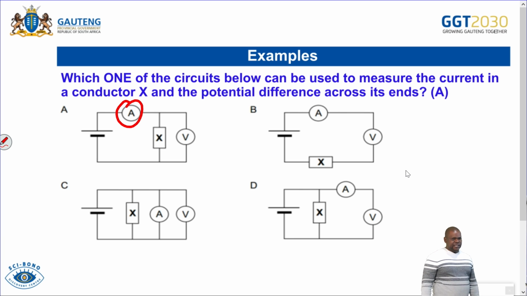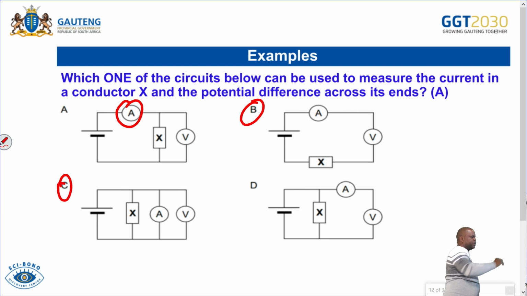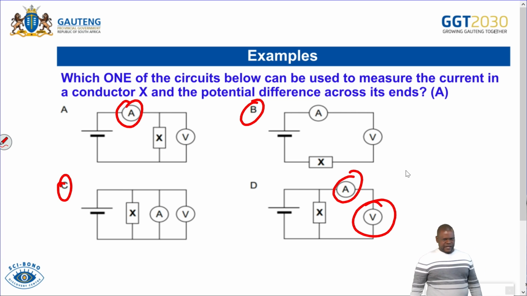Yes, not in series. And you can see here, from here to here, we also have the ammeter connected in parallel. And we said the ammeter is very, very sensitive. Once you connect it in parallel, it will get bent. That means C and B are already out. Let's look at here. You can see we have the ammeter connected in series with the potential difference. That means this also is not going to work.